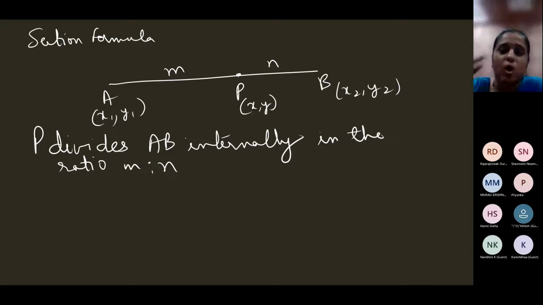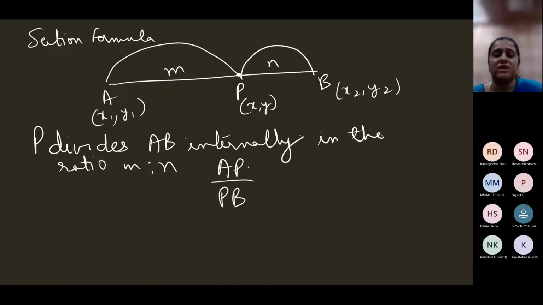So when P lies on AB, automatically the ratio comes because there is one segment AP and the other segment PB. AP is one piece, PB is the other piece. So AP by PB is the ratio, which is M is to N, M by N. So that ratio should be known to you, like 3:2, 4:5, something will be given to you.